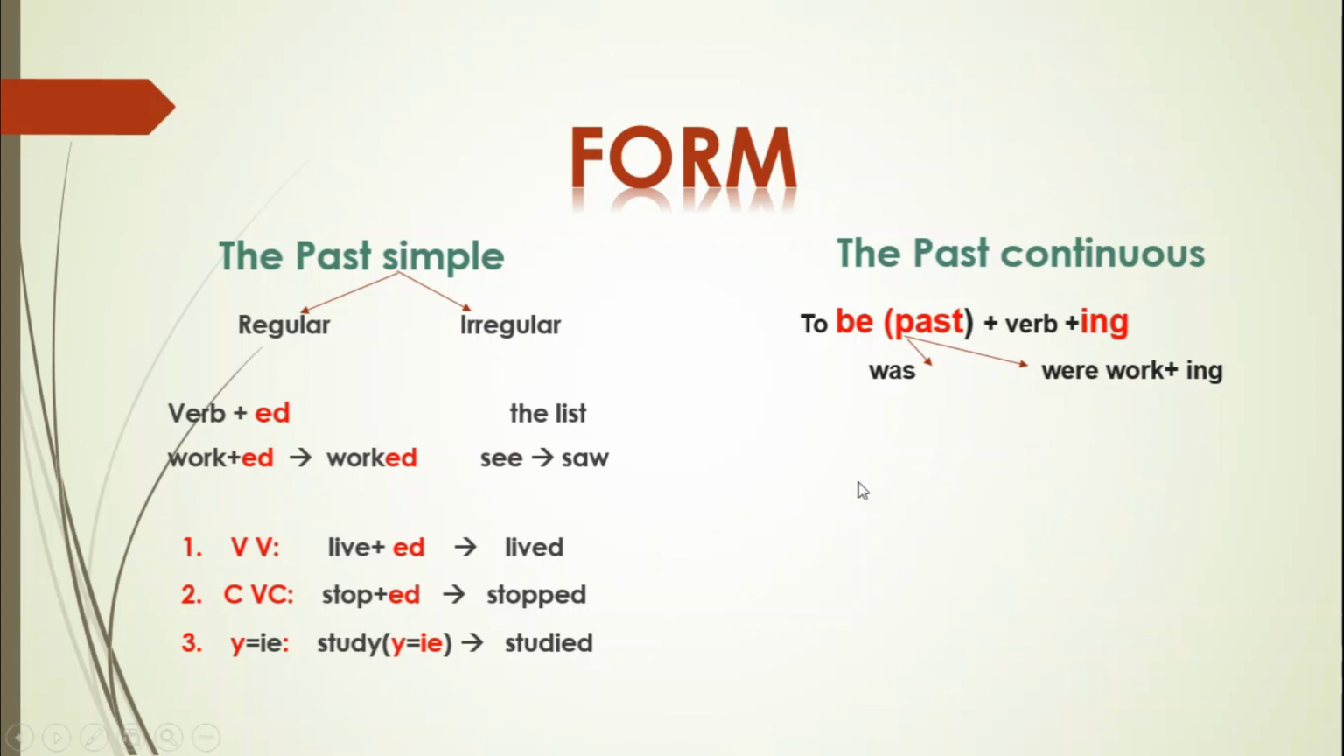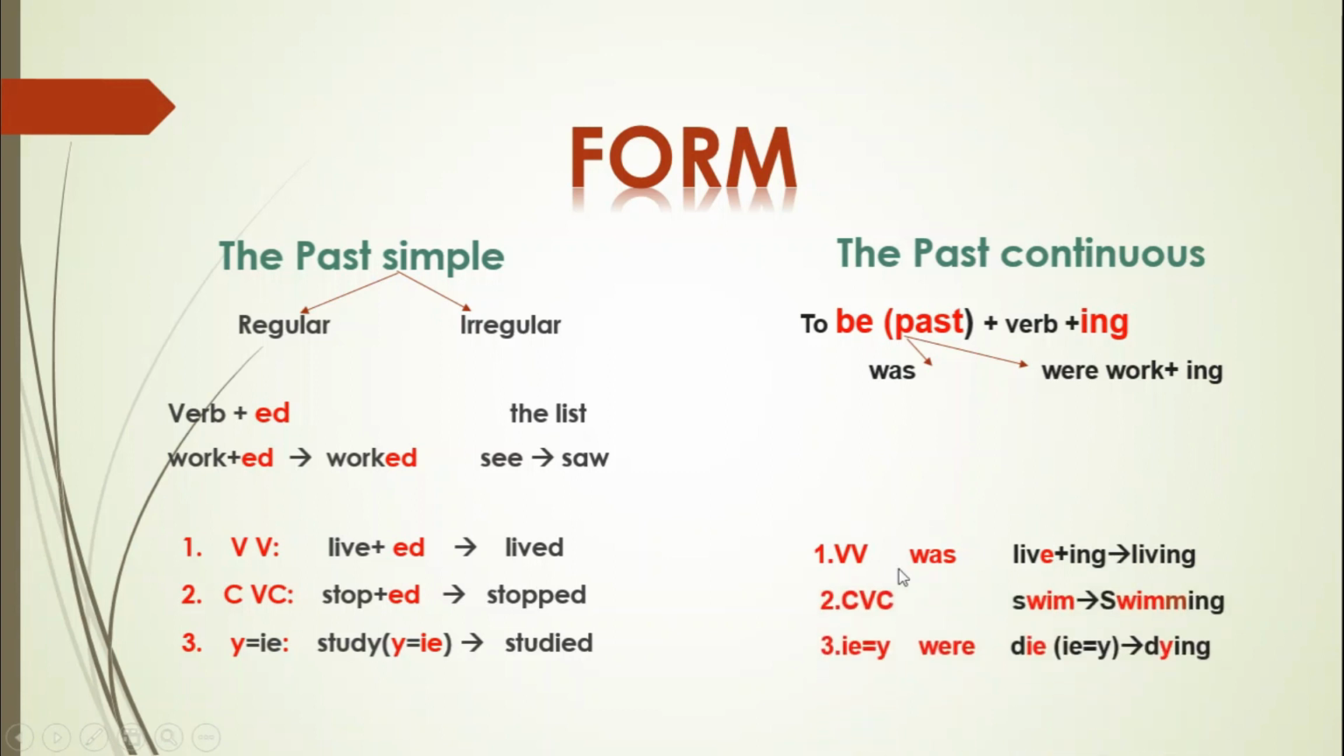Here also we have to pay attention to the same rules that we have seen in past simple and also in present continuous. When we have two vowels, the first one is deleted. When we have consonant, vowel, consonant, we double the last consonant. When we have ie, we delete ie and replace it by y.